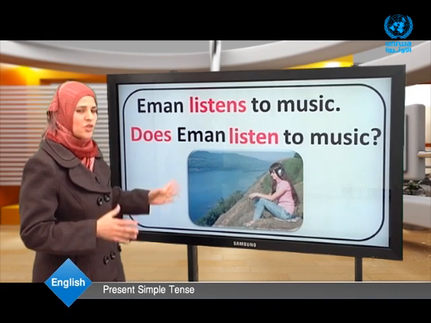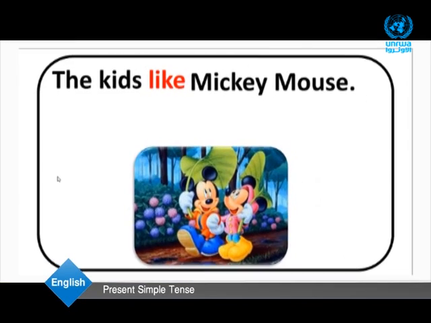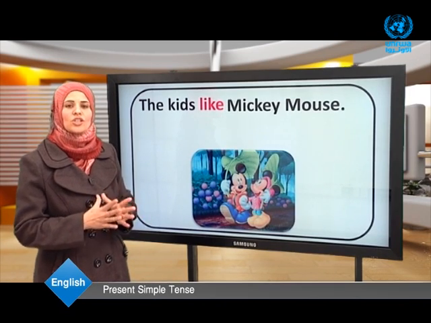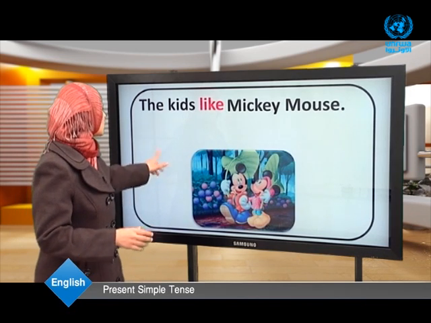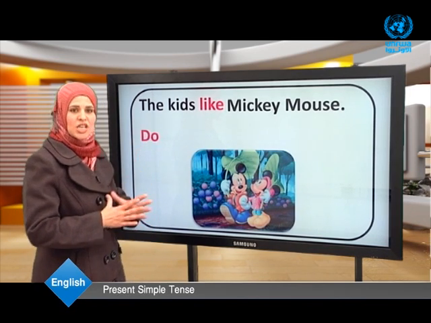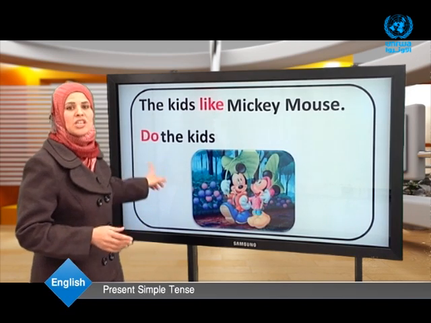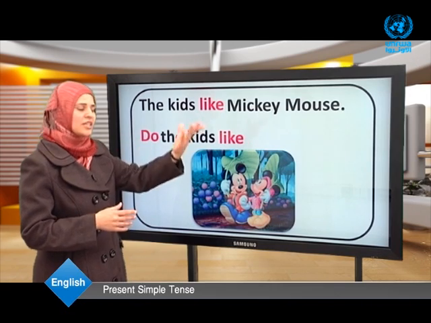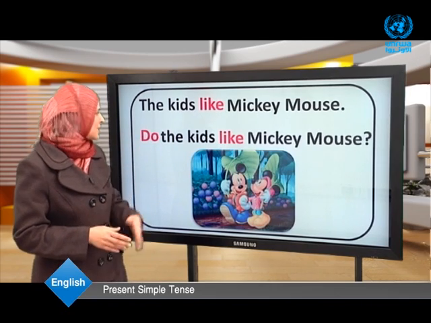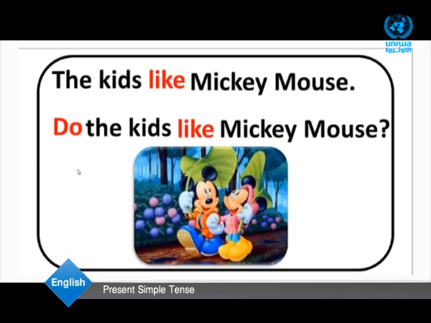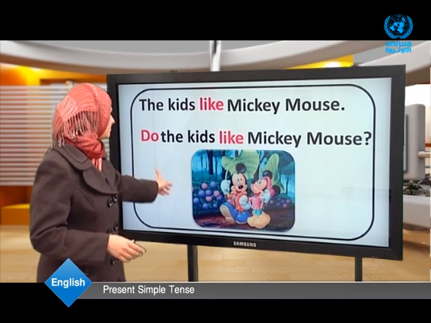Let's form another question. Look, the kids like Mickey Mouse. We must begin with do or does according to the subject. Here we are going to begin with do, then the subject, which is the kids, then the base verb, which is like, and the rest of the sentence. So our question is, do the kids like Mickey Mouse? Do the kids like Mickey Mouse? Another question.